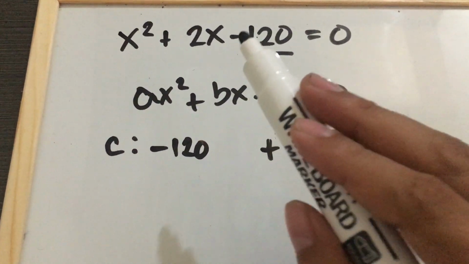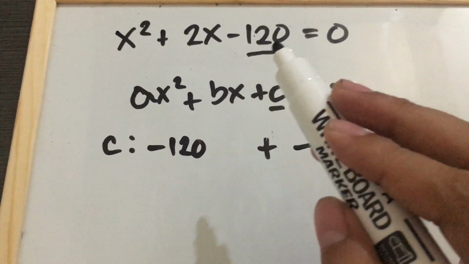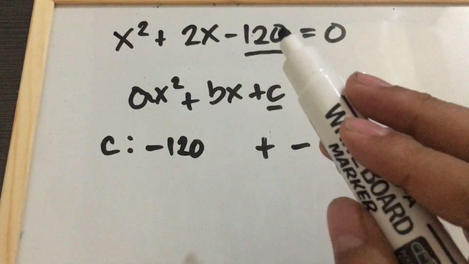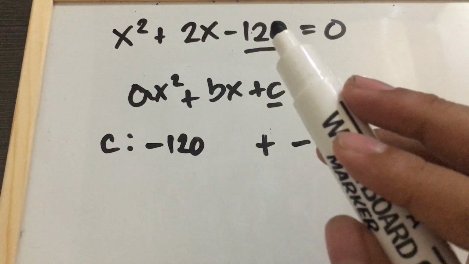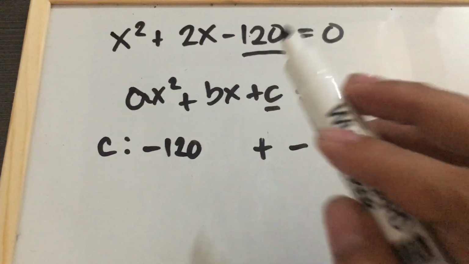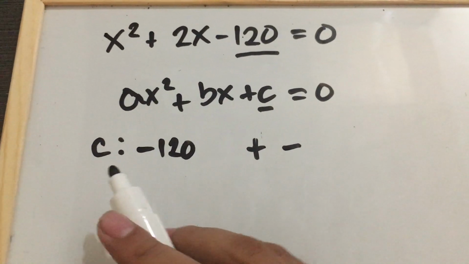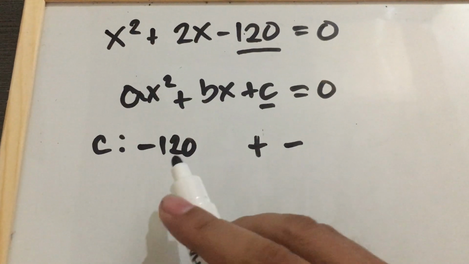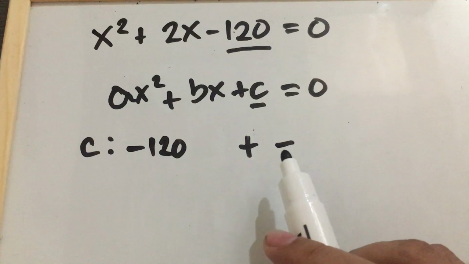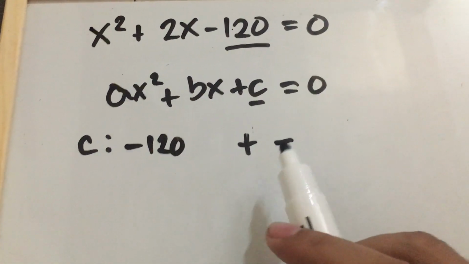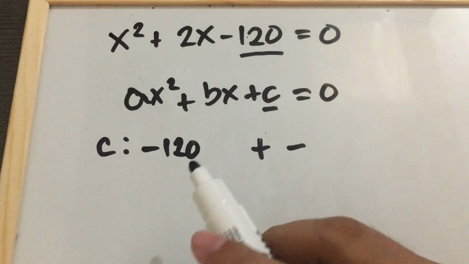So if ever you have a positive number, automatically you have a positive and a positive factor, or a negative and a negative factor, because negative and negative is a positive number, while positive and positive is also a positive number. So again, your c is negative 120, so therefore your factors are a positive and a negative number, or vice versa, a negative and a positive number. So please take note of that one.